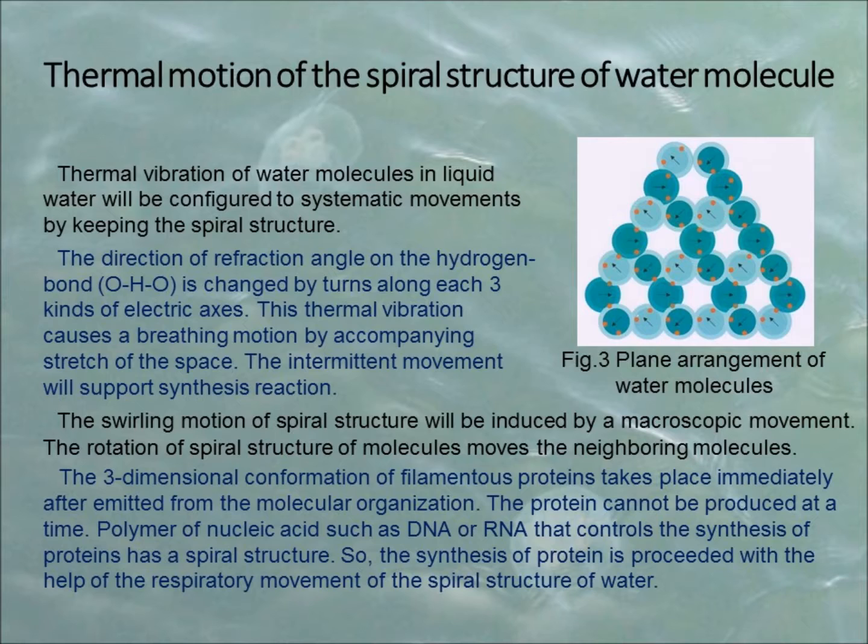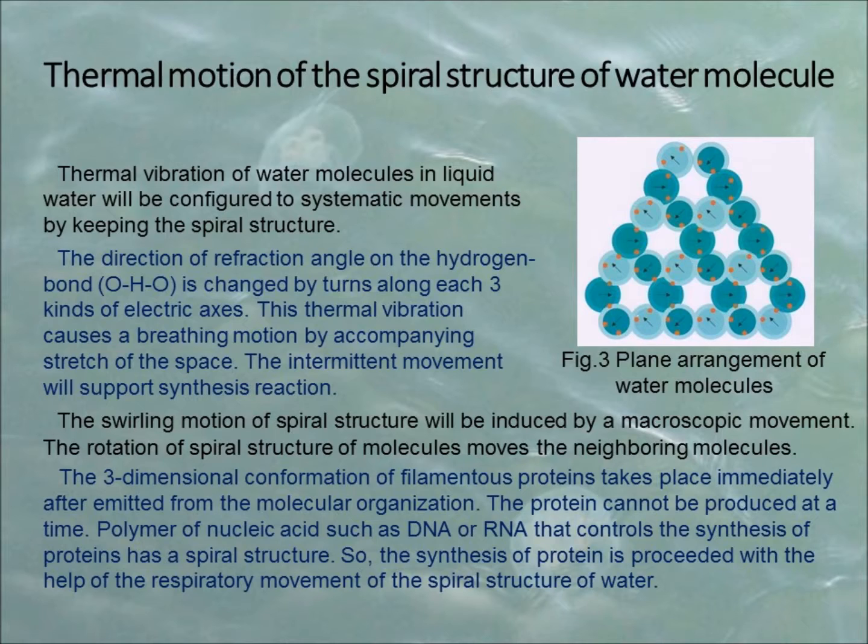The swirling motion of the spiral structure will be induced by a macroscopic movement. The rotation of the spiral structure of molecules moves the neighboring molecules. The three-dimensional conformation of filamentous proteins takes place immediately after they are emitted from the molecular organization. The protein cannot be produced at a time.